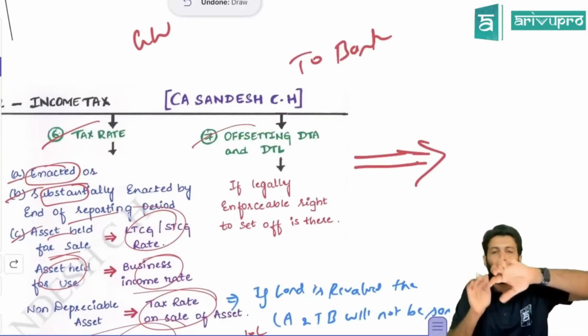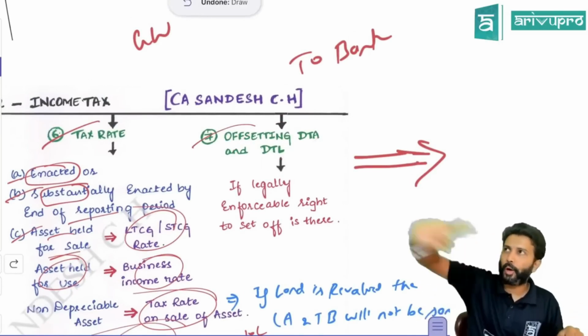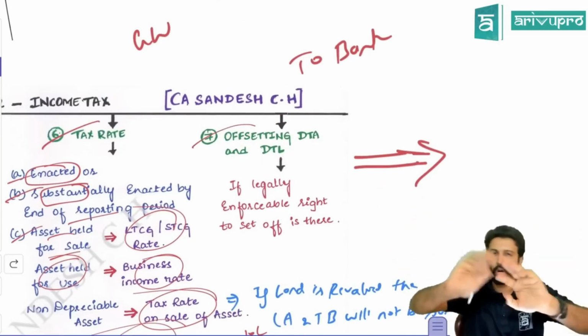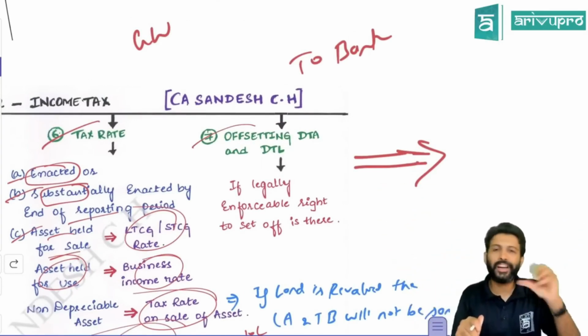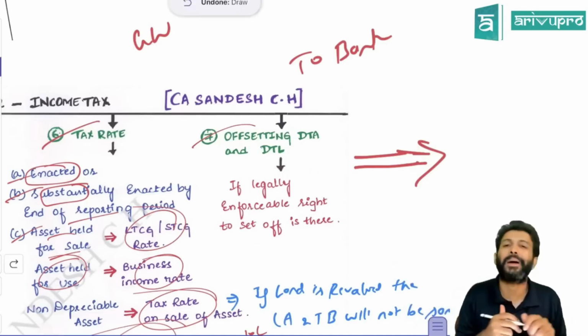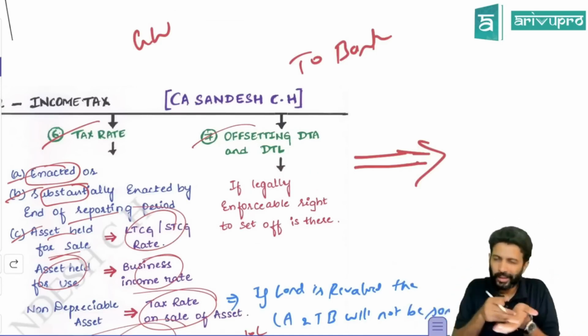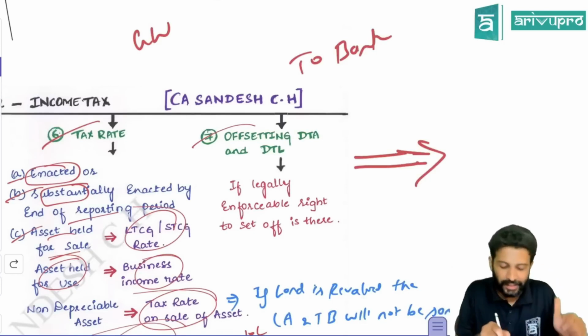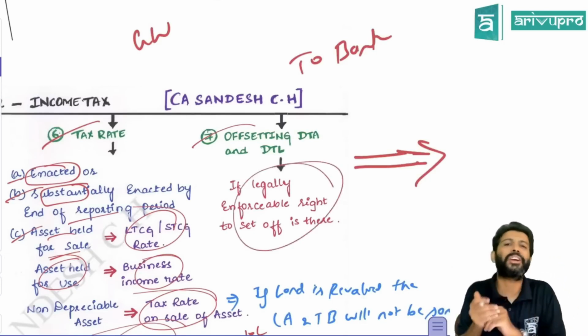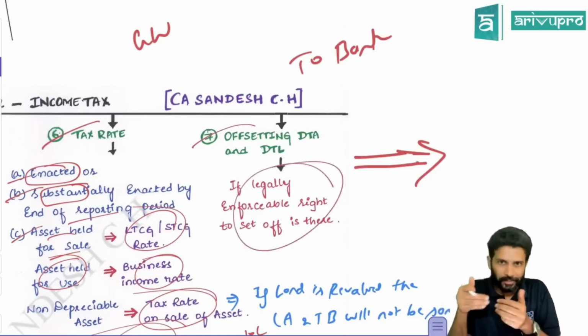Sir, if some components are giving you DTA and some components are giving you DTL, we will not show both off. We net off and show the netted off amount in the balance sheet. And normally to do this net off, we have a couple of provisions. One, what Ind AS 12 says is you should have a legally enforceable right to set off and an intention to set off.